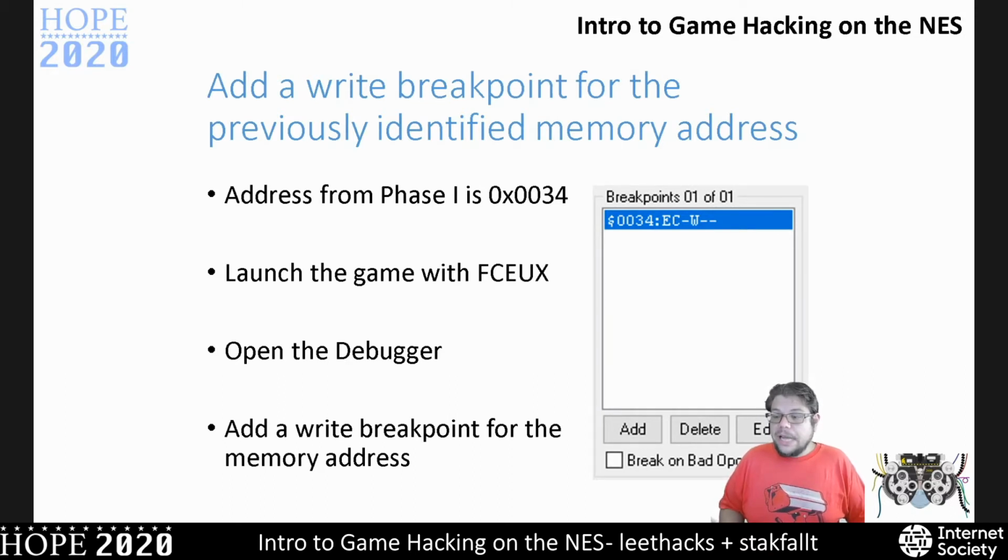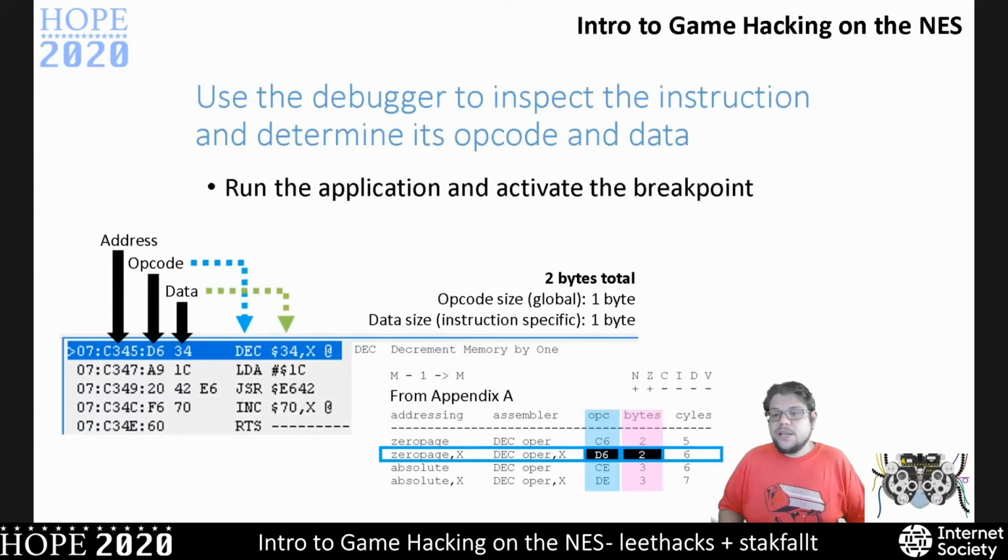So what this is going to allow us to do is find out when the cartridge has an instruction that writes to that memory address. In this situation, we're going to use the debugger to inspect the instruction and determine its opcode and relevant data bytes. So we run the application, activate the breakpoint, and take a death, right? When we take a death, this address, C345 on the game cartridge, is jumped to, and we can see that it has an opcode of D6 and a corresponding data byte of 34.